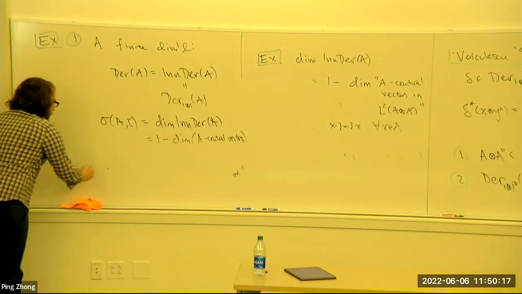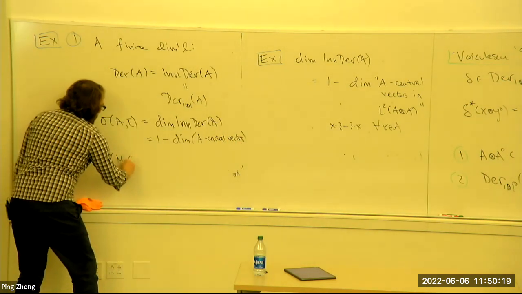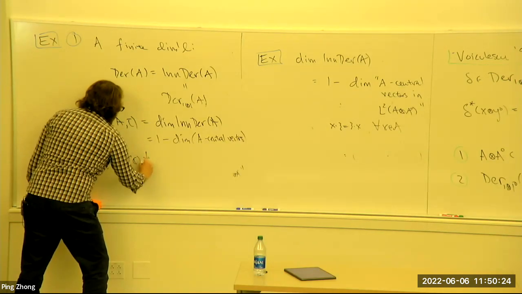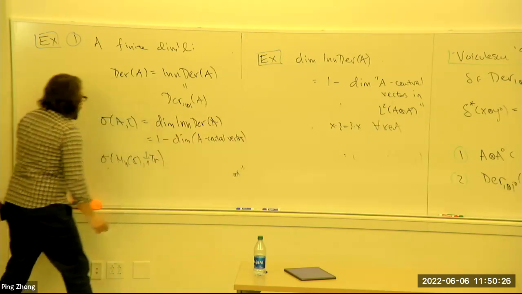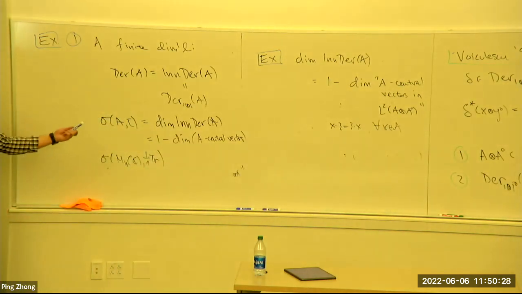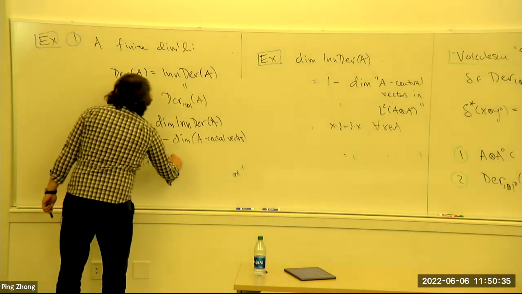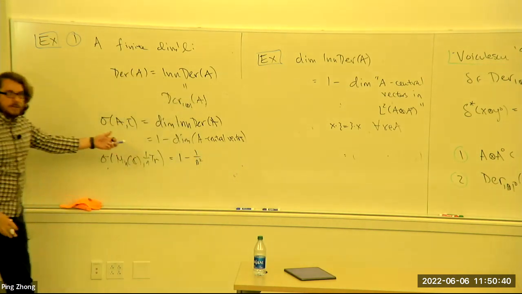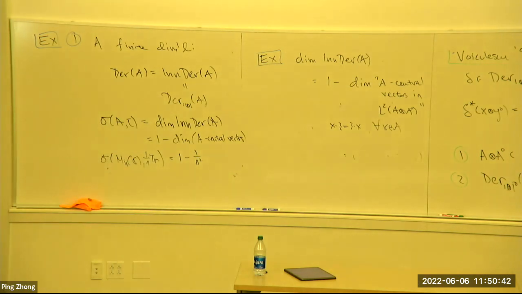But more explicitly, if you look at the n by n matrices with their usual normalized trace, then it turns out that the A central vectors in that context have dimension 1 over n squared. Or equivalently, this is 1 minus 1 over the dimension of the algebra. So in fact, this agrees exactly with this topological free dimension that Dan was talking about in his talk.